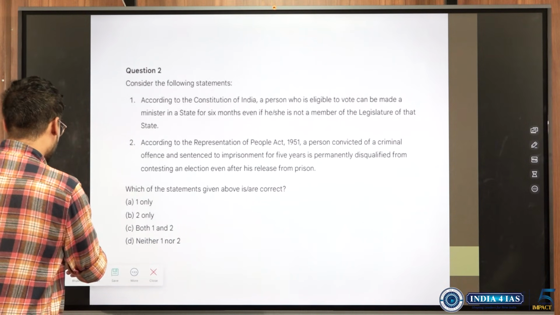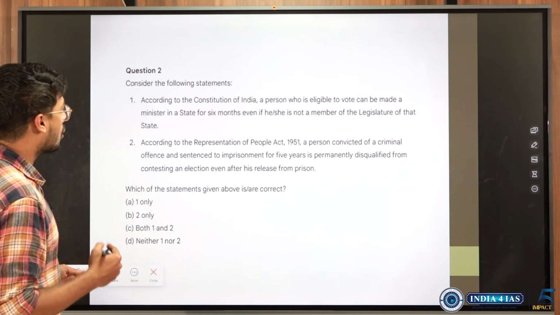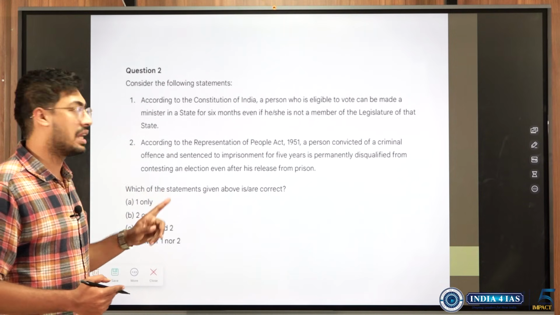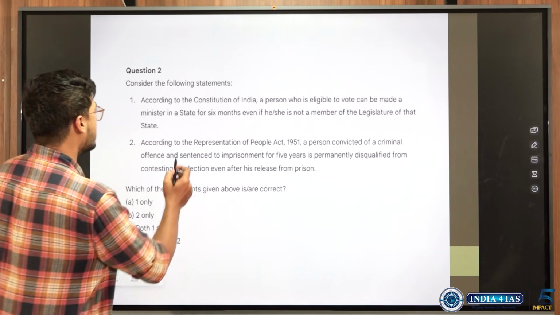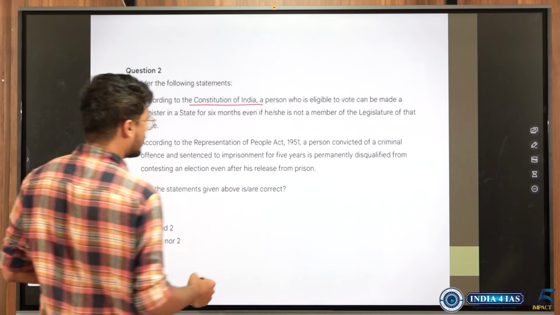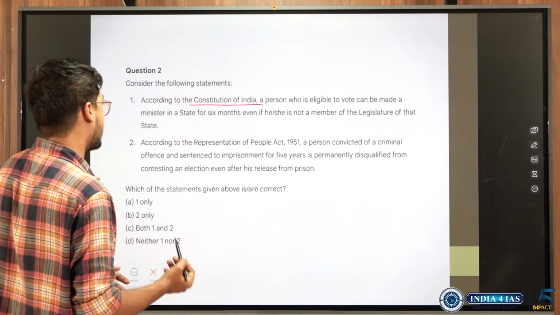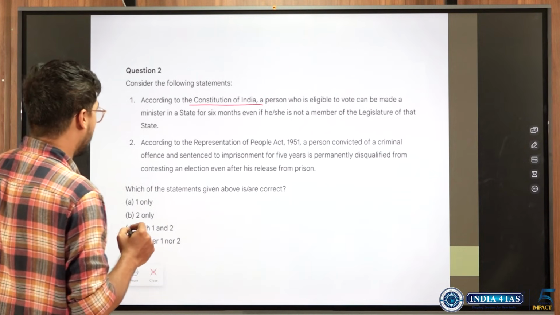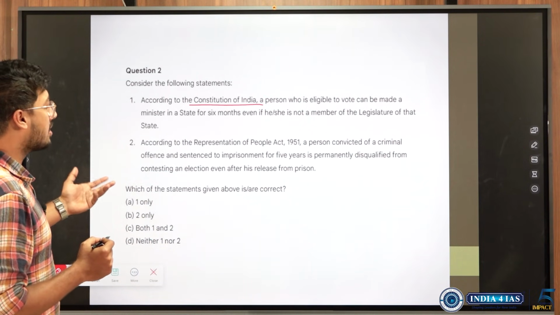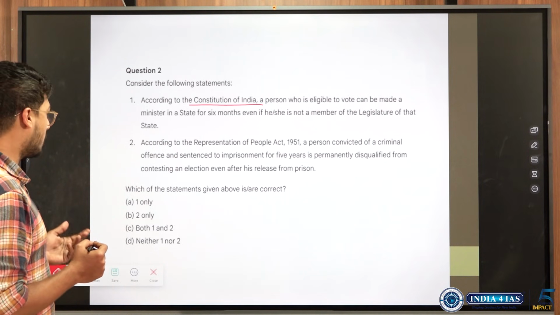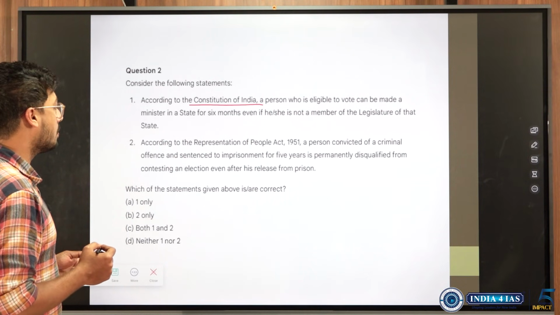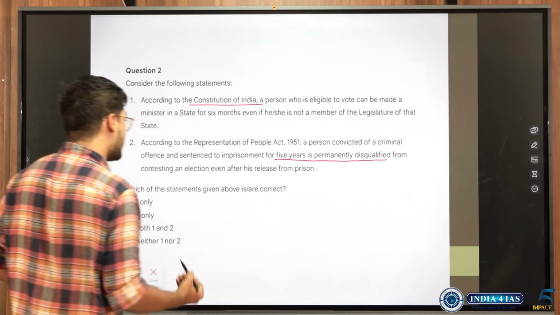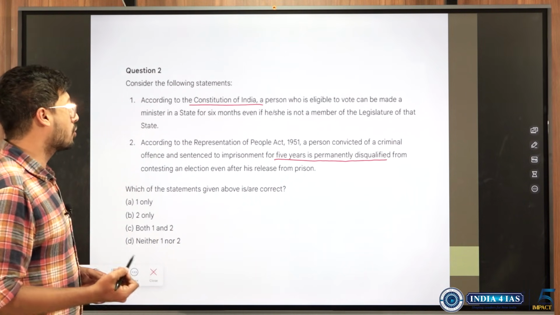We look into question number 2. According to the Constitution of India, as I said, this theme will keep repeating as we go on. According to the Constitution of India, a person who is eligible to vote can be made a minister in a state for 6 months even if he or she is not a member of the legislature. Okay. According to the RPA Act 1951, a person convicted of a criminal offence and sentenced to imprisonment for 5 years is permanently disqualified from contesting an election even after release from prison.